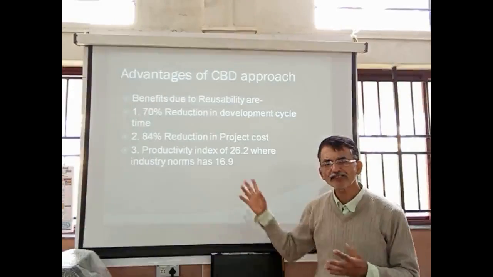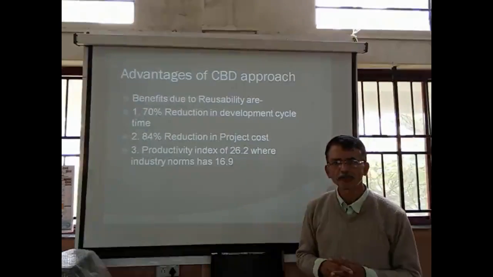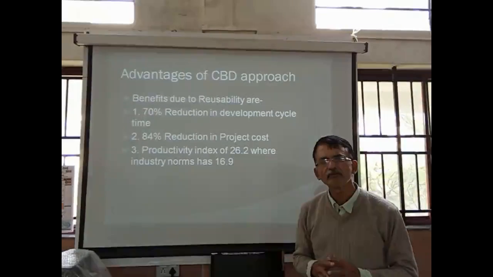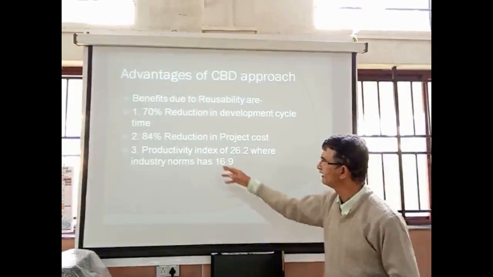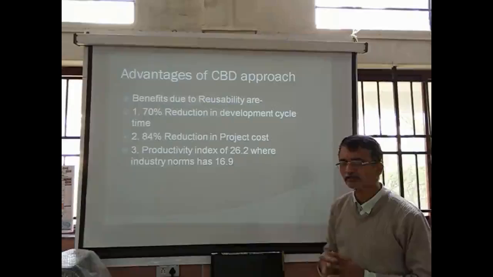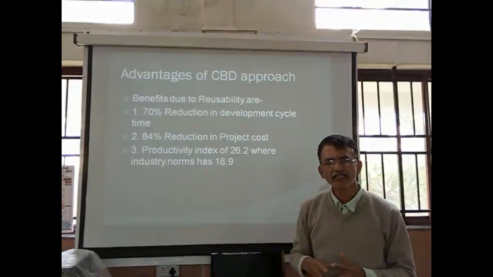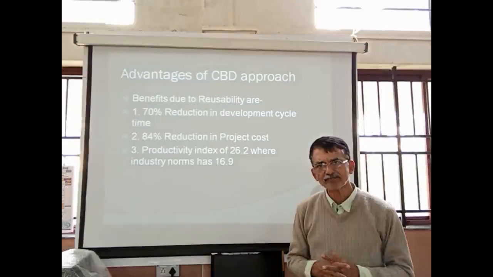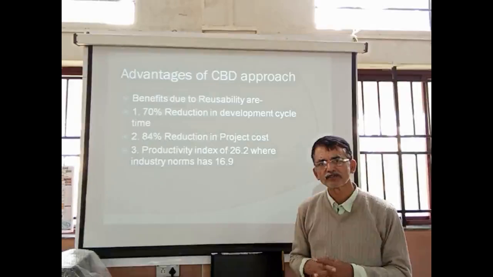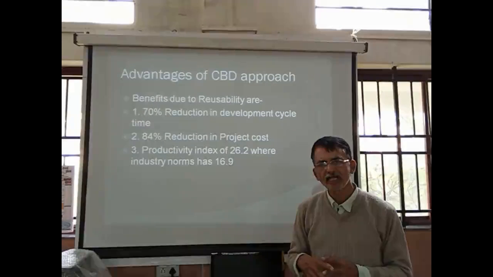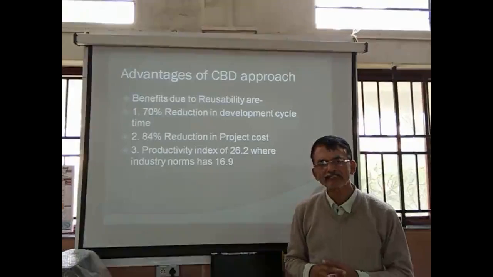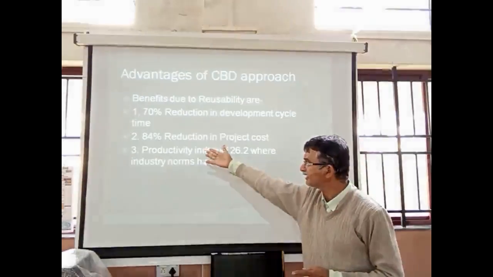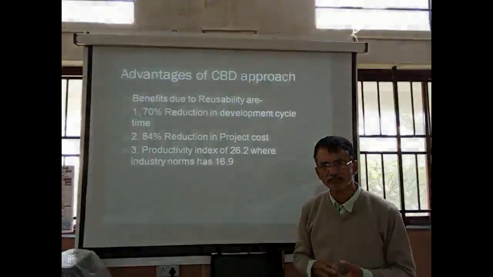Why is it so? Because components are readily available. We need not independently write the modules, and that is where time is saved. Next, 84% reduction in project cost, as the components are readily available. So we require less manpower to integrate those components. Those components can be easily bought and integrated. So even the manpower required is less. Even the software tools required are less. So that is why there is 84% reduction in the project cost.